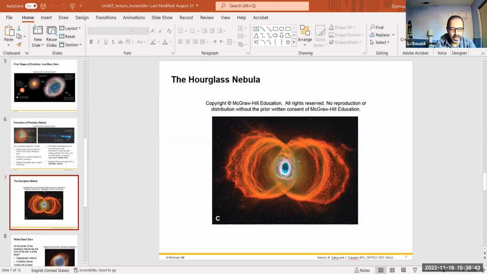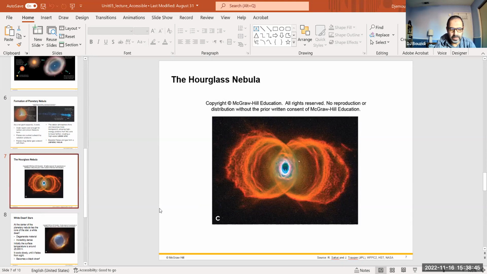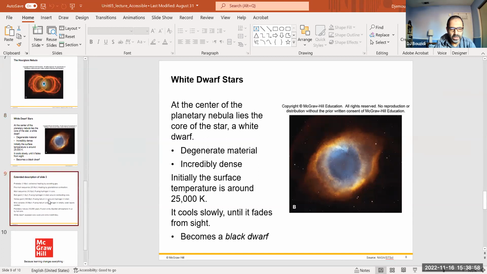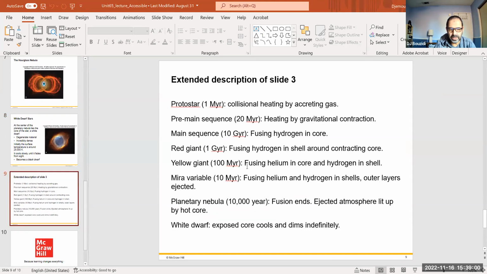Again, these are some famous nebulae. This is the Hourglass Nebula. And you have in here a white dwarf, as I was saying. White dwarfs are extremely hot initially, and they cool and they become black dwarfs at the end once they run out of energy, and they fade basically too. So again, this is a summary of the entire process.